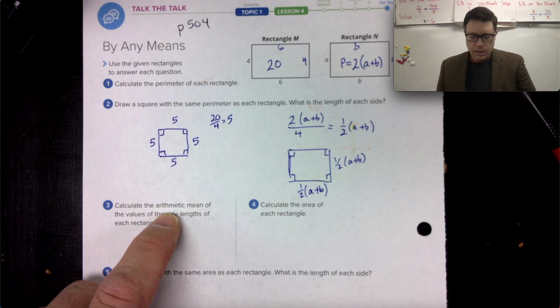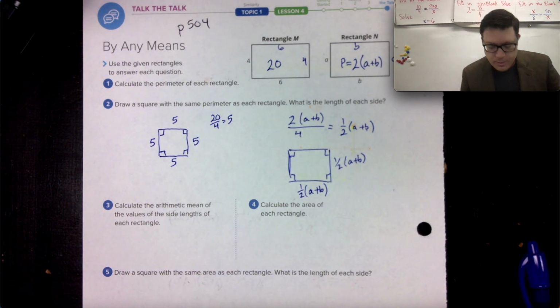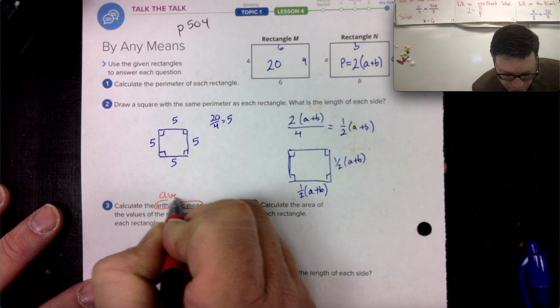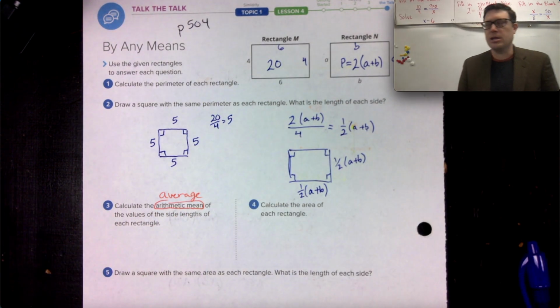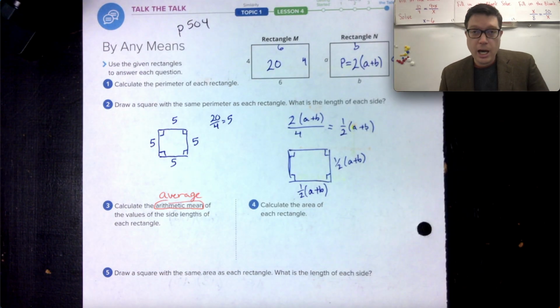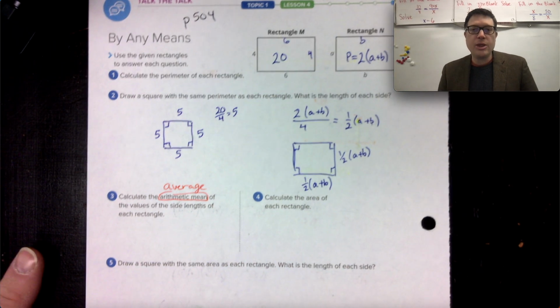Arithmetic mean is average. I would call you average, but that's just mean. The arithmetic mean is the average. Now think back to the last time you heard about averages. To find averages, you would add up and divide by the number of numbers.